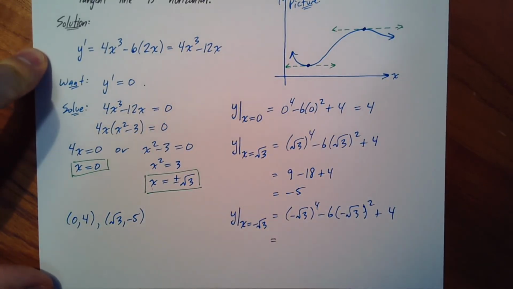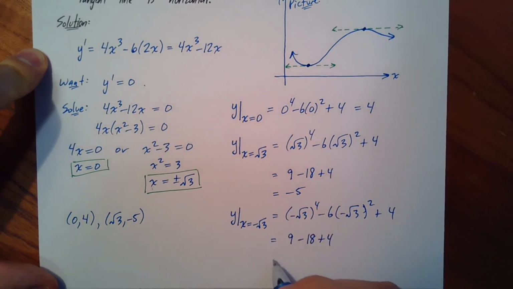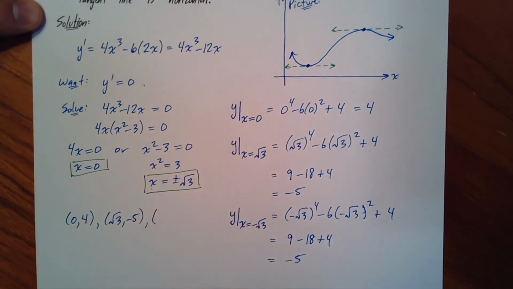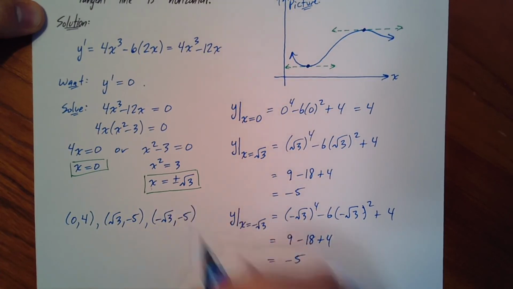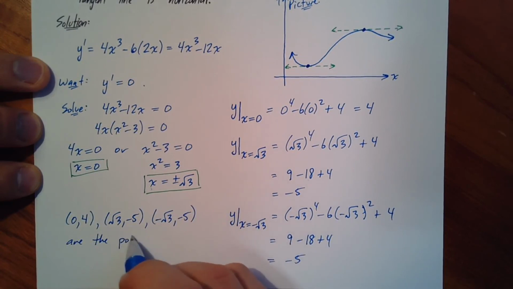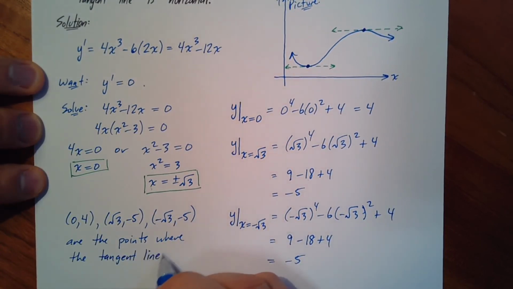So what you end up getting here is, again, you get 9 minus 18 plus 4, which is negative 5. So then to finish our last point we have negative root 3, negative 5. These are the points where the tangent line, or tangent lines really, because there's a tangent line at each point, are horizontal.